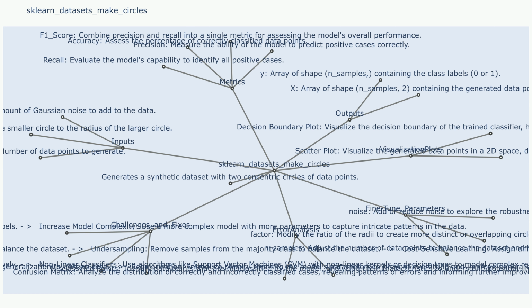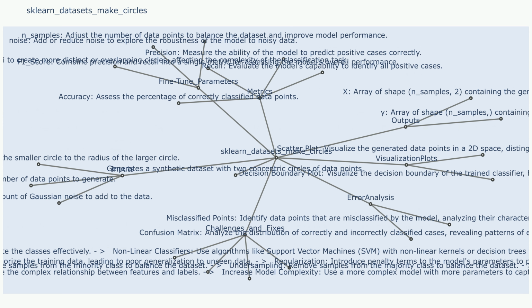Inputs: n_samples, the total number of points to generate. This parameter determines the size of the dataset. factor, the ratio of the radius of the smaller circle to the radius of the larger circle. This parameter controls the separation between the circles.